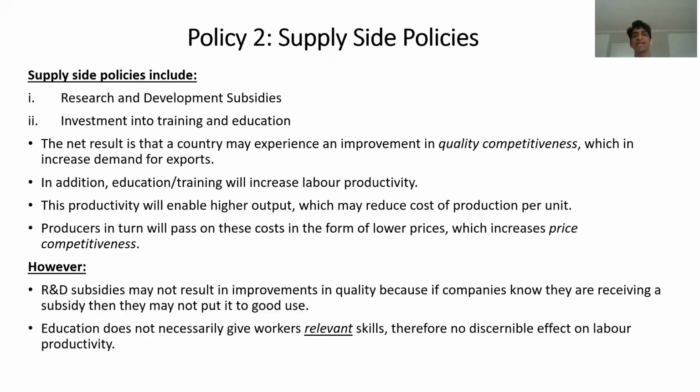So we have a second policy. If depreciation doesn't work, let's think about another policy that we can use to correct our current account deficit. Think about what we said when we talked about the advantages of a current account surplus: it implies that we have a very productive economy. So what we could do is introduce supply side policies that make the UK economy more competitive, more productive, which in turn makes our exports more competitive.